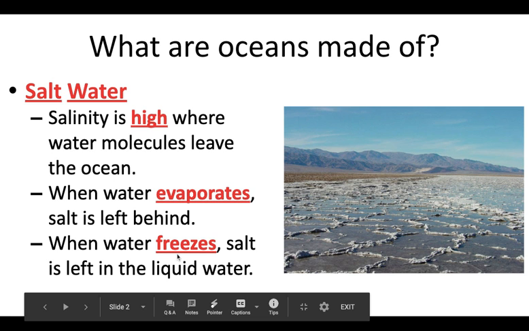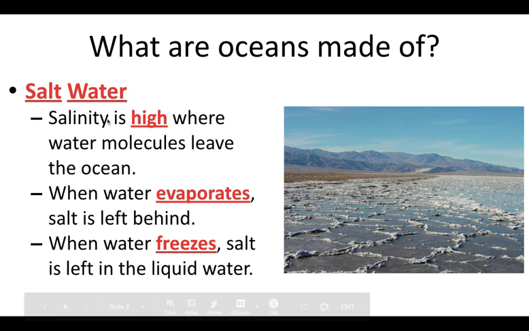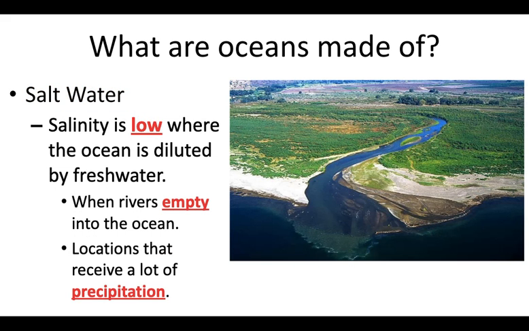And also when water freezes, salt will be left in the liquid water. Both of these conditions can make certain places of the ocean more salty or a higher salinity. Salinity tends to be lowest where the ocean is diluted by fresh water.